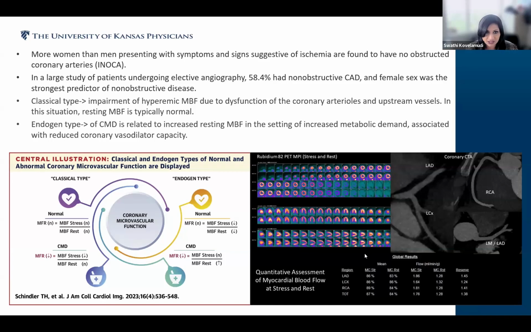In a large study, and this was almost 10,000 patients, 58.4% of patients that underwent angiography had non-obstructive coronary artery disease. And by far, female sex was the strongest predictor of non-obstructive disease. To grossly interpret this, if you do an angiogram in a woman that has a positive stress test, you will more likely than in men find no significant obstruction on the angiogram. But that is not to say that they don't have coronary disease. That is just to say that they don't have large or epicardial blood vessel disease that can explain their symptoms.